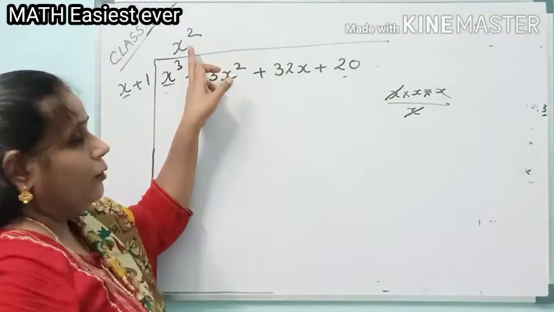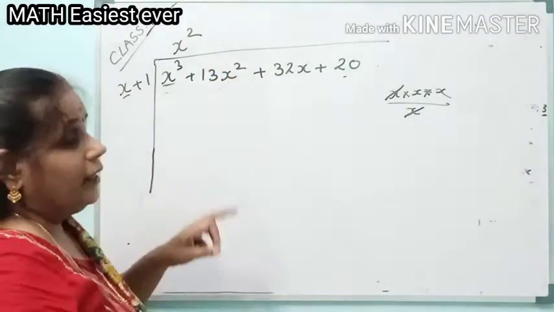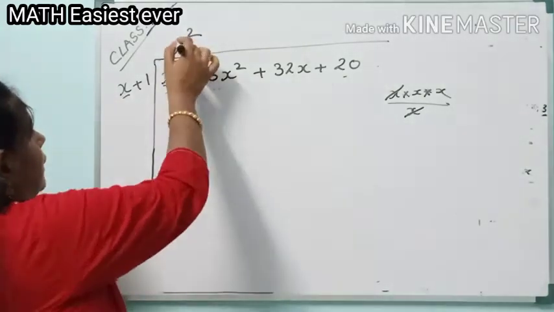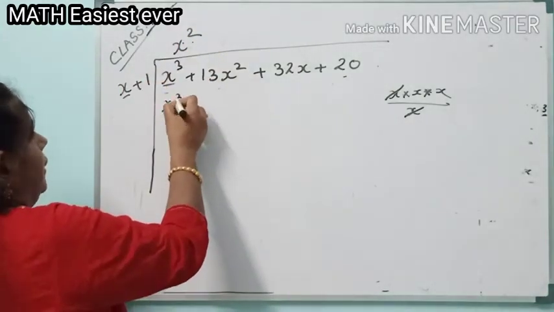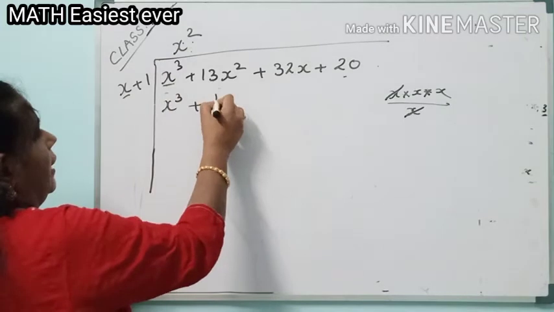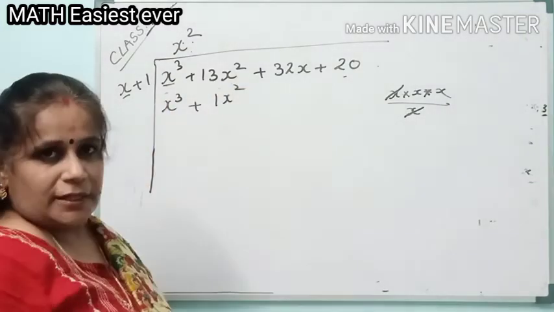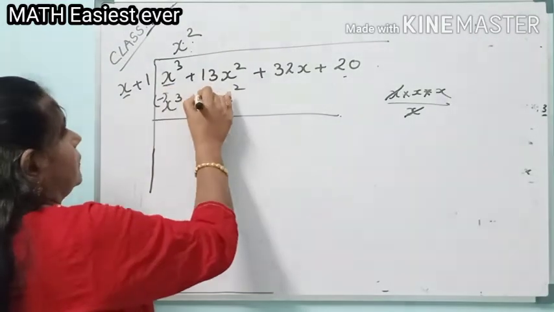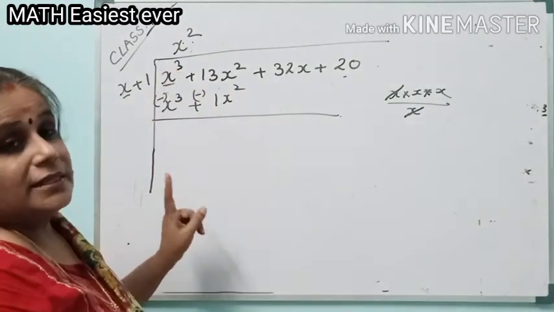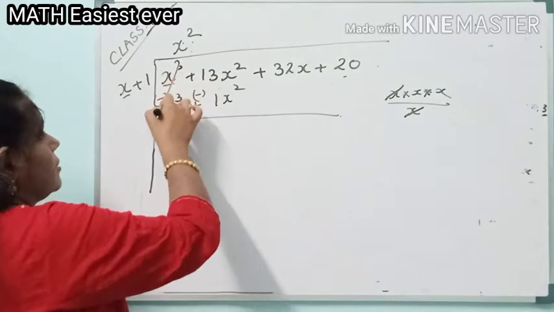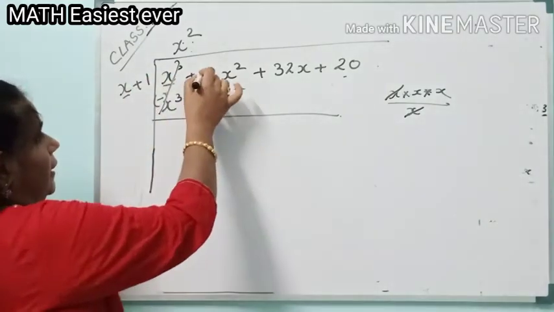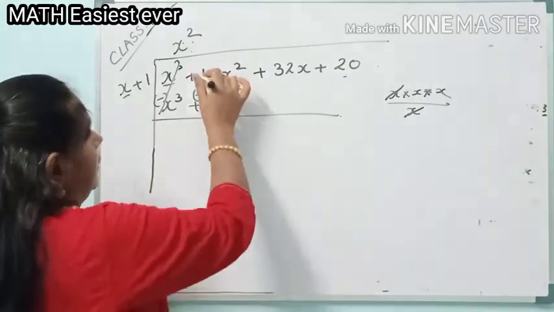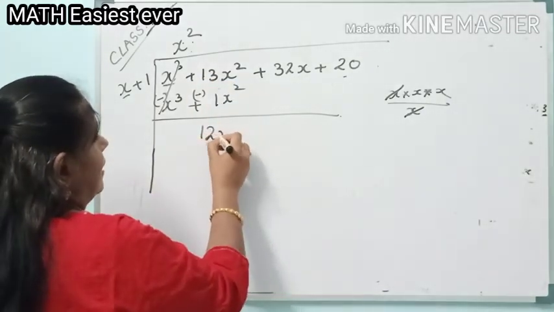Now take what you got, the first term of the quotient, this x square, and multiply with those two terms. x square into x is x cube. x square into 1 is 1x square. Hope it is clear. Now after doing this, subtract it, right? So x cube minus x cube gets cancelled, so it goes to 0. 13 minus 1, change the sign in the second step, is 12x square.